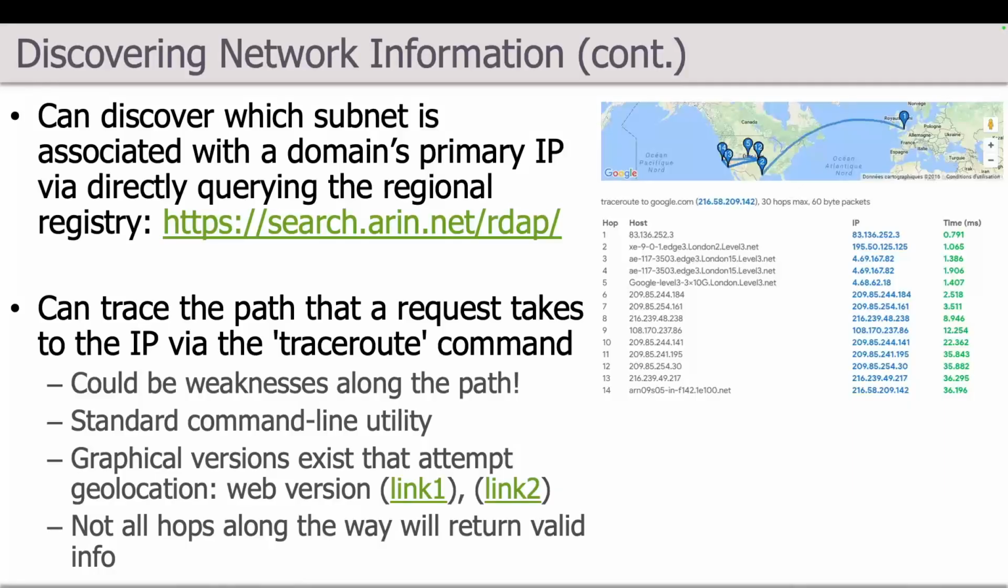So via that same network search, which the domain dossier and the domain dumpster also provided, you could also directly search via the ARIN website to see what is the primary IP address associated with the registered domain here, if that's an American website. And then you can definitely trace that path. That can be a very interesting thing to do.